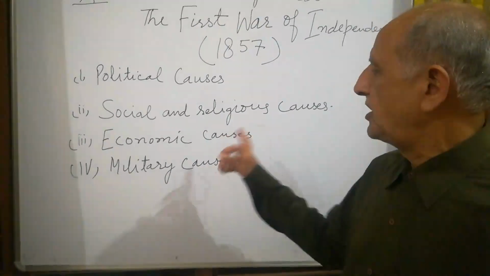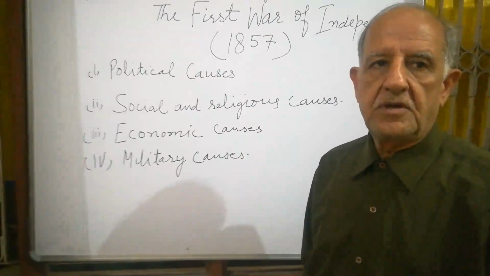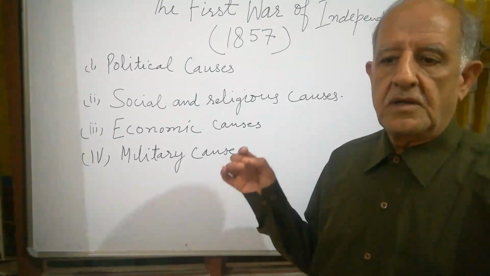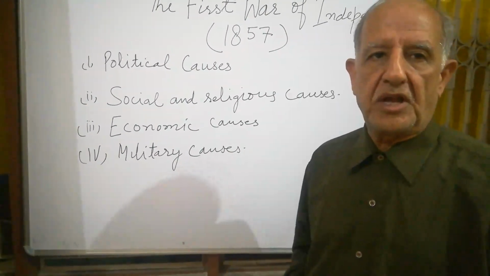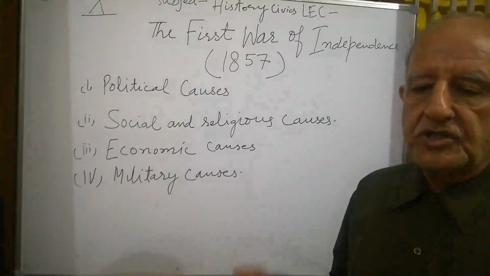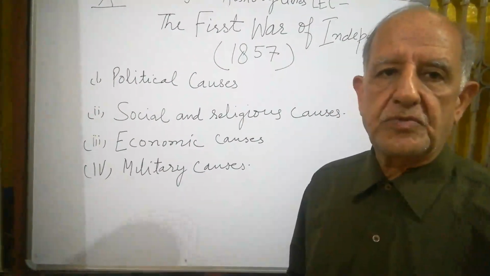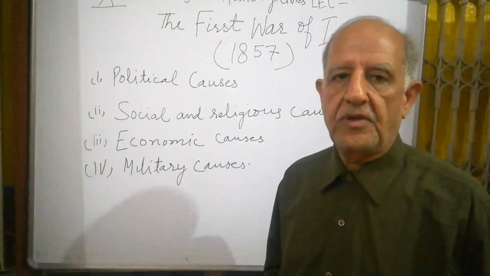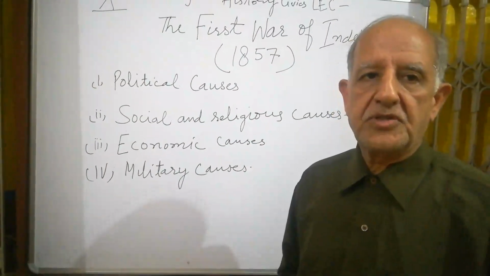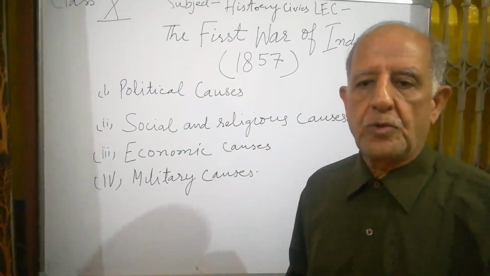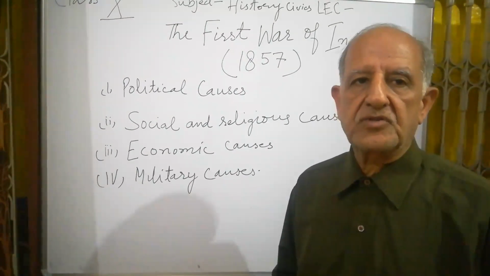So, social and religious causes. Christian missionaries came to India, and these Christian missionaries made attempts to spread Christianity in India. But their attempts proved to be one of the causes of the First War of Independence.